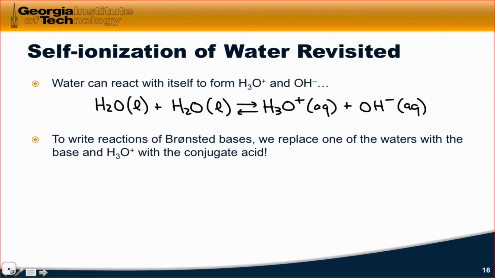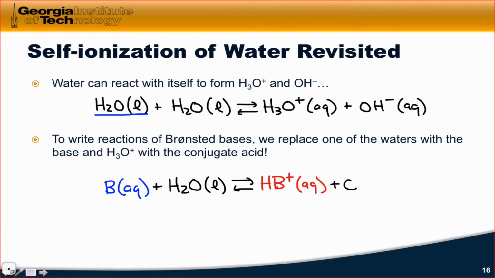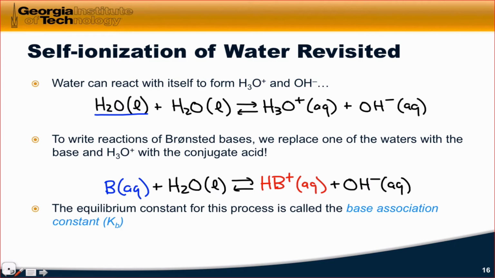To write reactions of Bronsted bases, we replace the basic water with a generic base B. The acidic water is still there, and the products are then the conjugate acid of the base, HB+, and hydroxide. The equilibrium constant for this process is called Kb, the base association constant. And it's called an association because the base is associating with a proton to form the product conjugate acid.